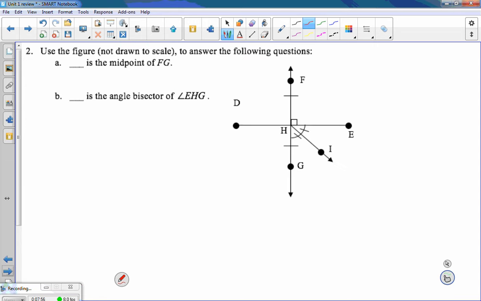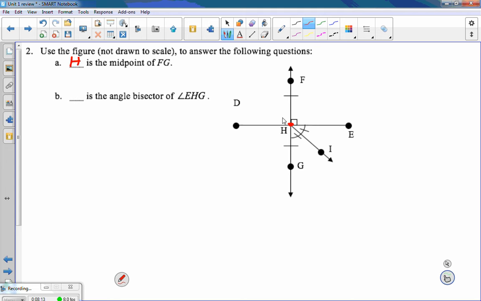All right. Blank is the midpoint of FG. What point is the midpoint of FG? No, what point? H. Do you see that? That is in the middle.